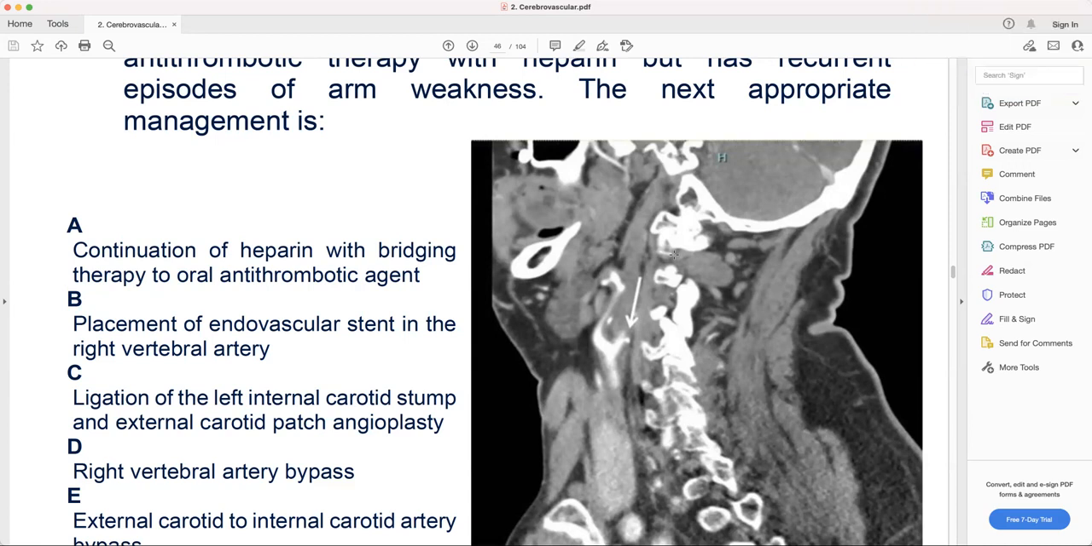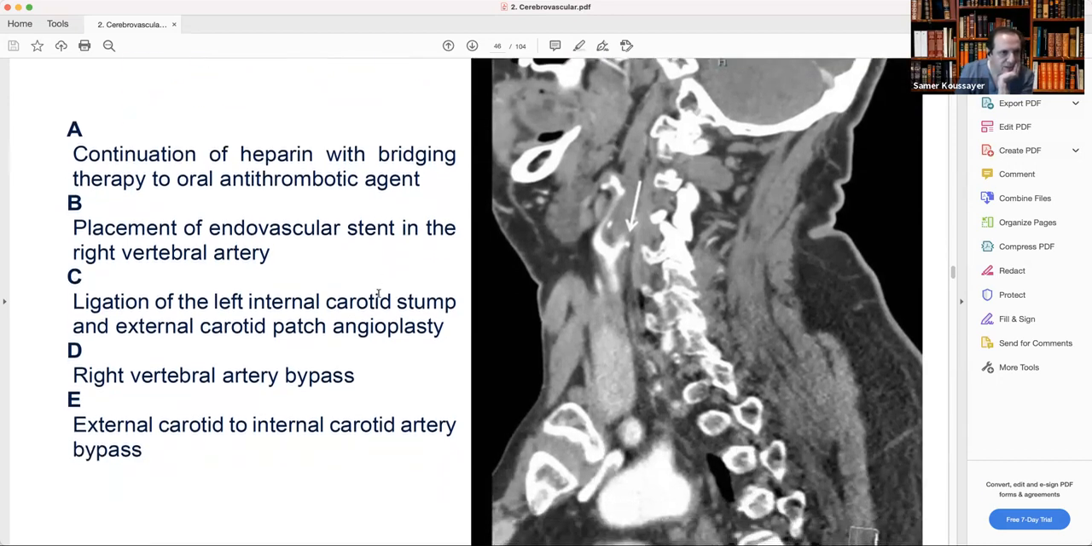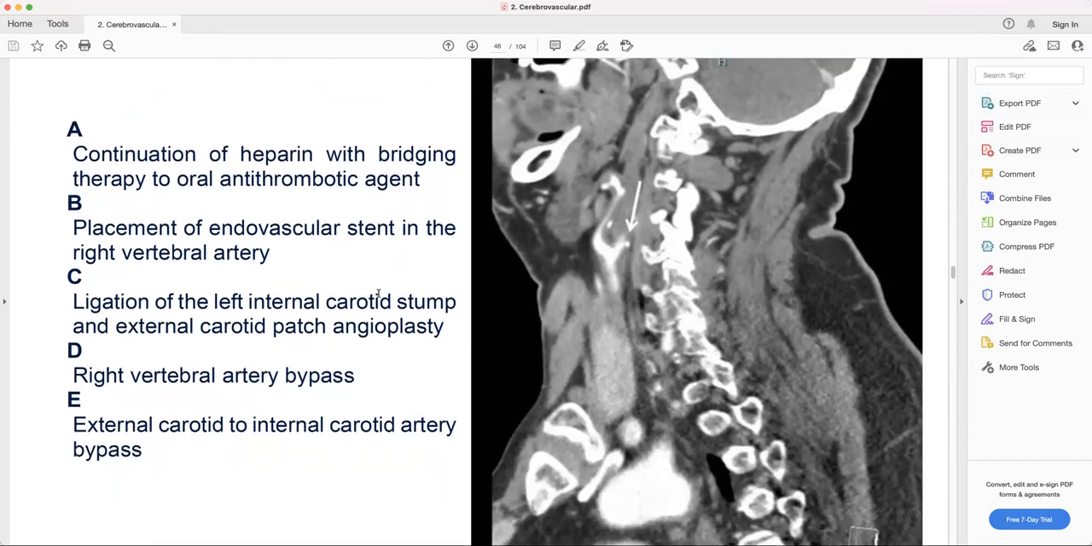Mm-hmm. All right, let's go through the question now. The answer, I mean, yeah. Okay, question, go ahead. So A, continuation of heparin with bridging therapy to an oral anti-thrombotic agent.